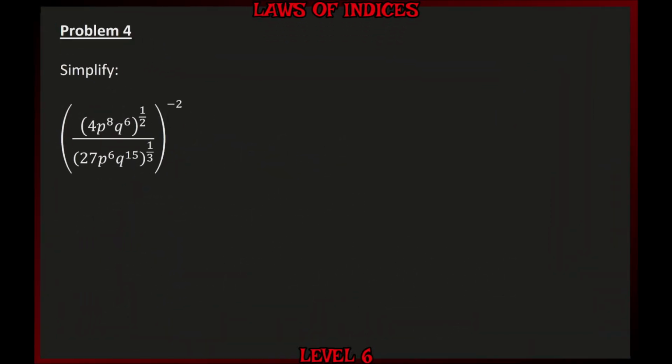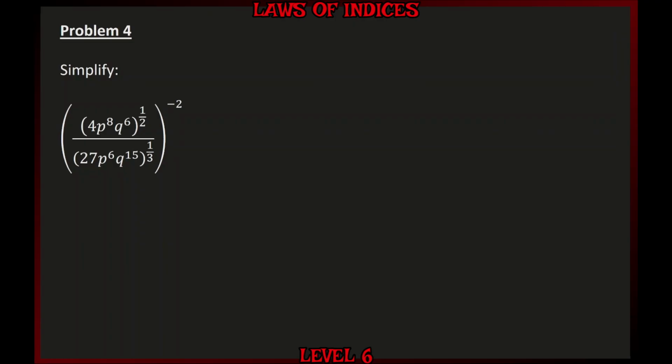In problem 4, we're simplifying (4p^8 q^6)^(1/2) over (27p^6 q^15)^(1/3), all raised to the power of minus 2. Now to start, we can simplify the numerator and the denominator separately, and then hopefully simplify the fraction once that's done.